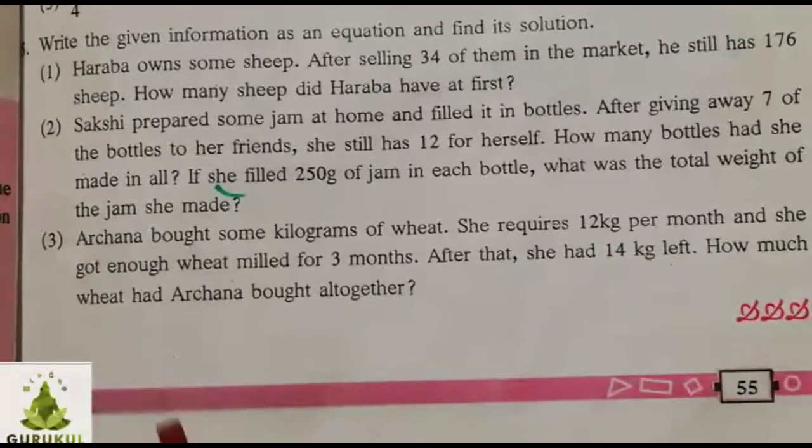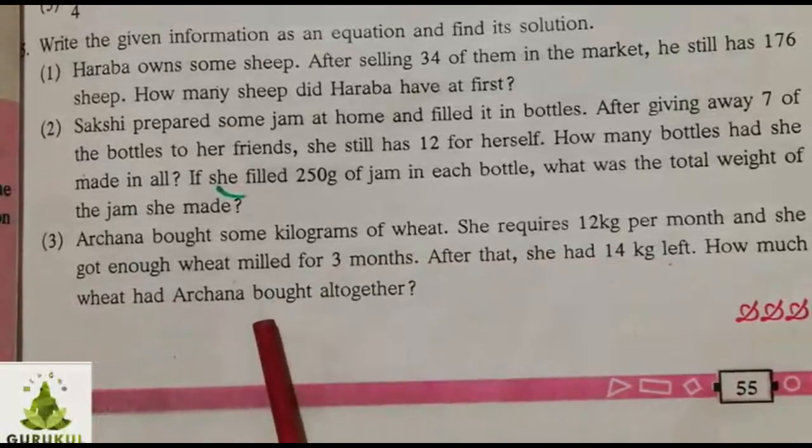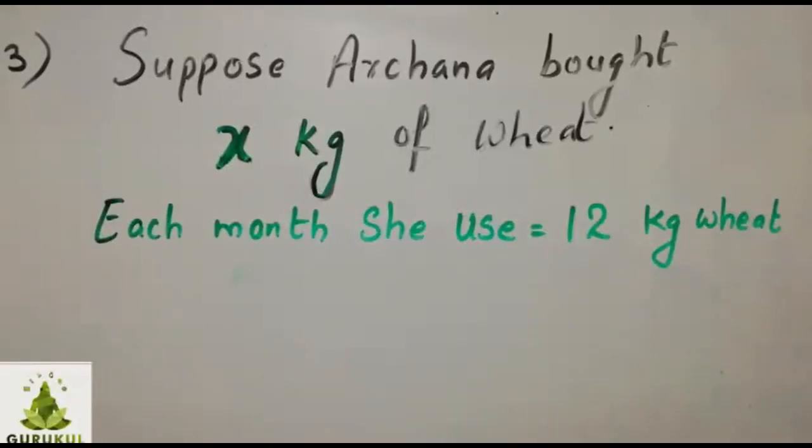What is the quantity? We don't know. How much wheat Archana bought, we don't know. So that we will take as X. Now suppose Archana bought X kilogram of wheat. That is what we have to find out. In all, she bought X kilogram of wheat. Now each month she used 12 kilogram wheat.